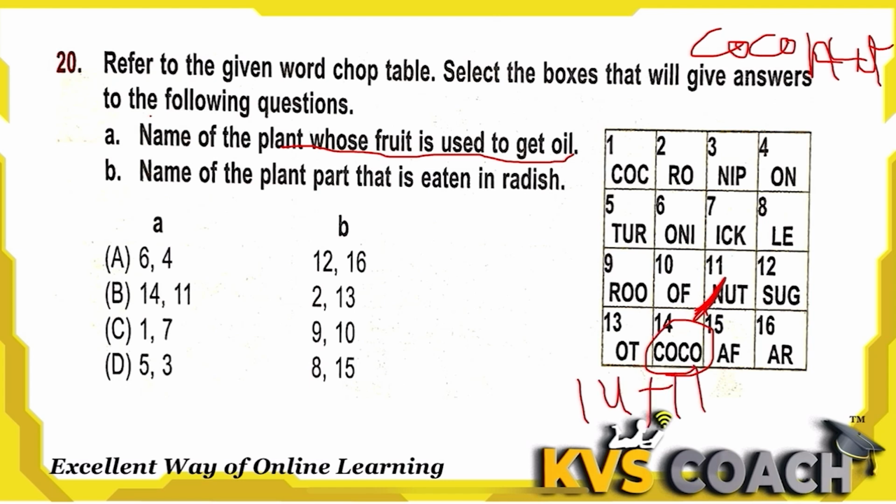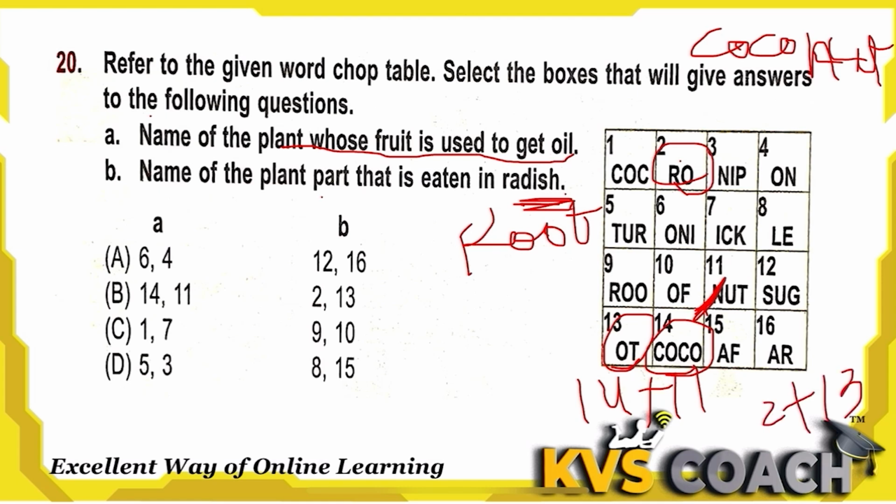And B is the name of the plant part that is eaten in radish. Radish is the root part of the plant. So we need to check root. Where is root? ROOT. Where is OT? Here is OT. It means 2 and 13. 2 plus 13 is B. So where is 14, 11 to 13? Here we have 14, 11 to 13. Option B is the right answer.